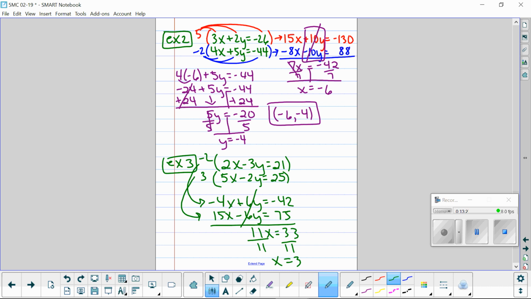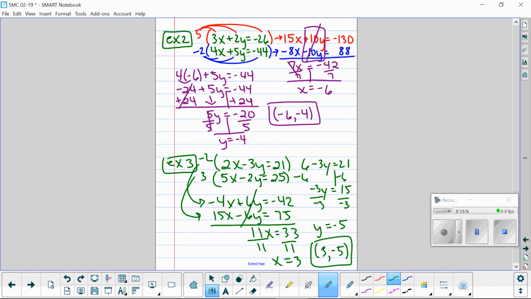If I go back to the first one, 2 times 3 is 6, minus 3y equals 21. And then from here, I subtract 6. That leaves me with a -3y. 21 minus 6 is 15. And then divide both sides by -3. So y equals -5. So that now I know that the answer is 3, -5.